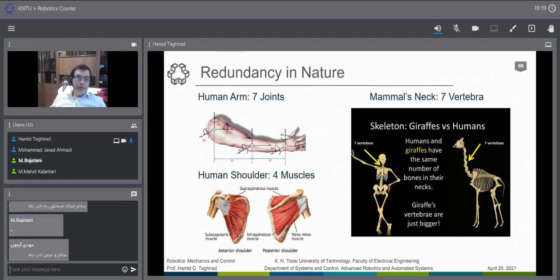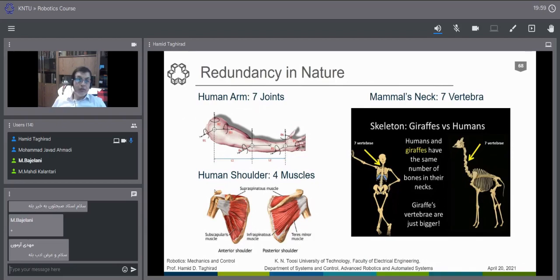Today we will continue our discussion about redundancy in nature and redundancy resolution schemes. As we talked last session, in many designs, in the natural design of biological systems, you see redundancy in the number of actuators or in the number of joints to perform a task. For a 6 degree of freedom motion with the arm, we have 7 actuation scheme or 7 joints considered in this kinematic structure.